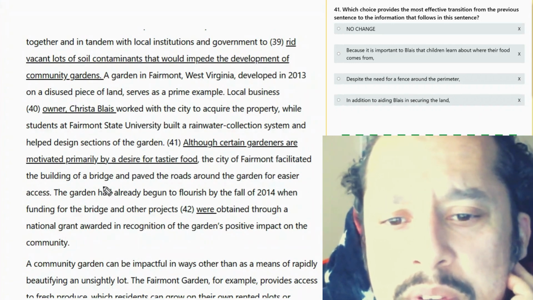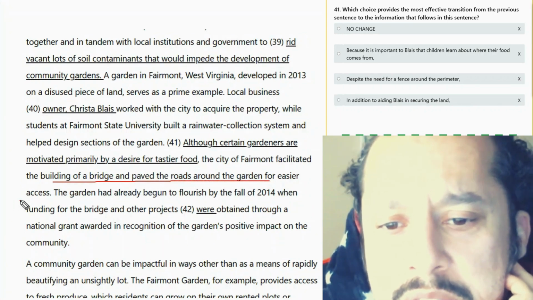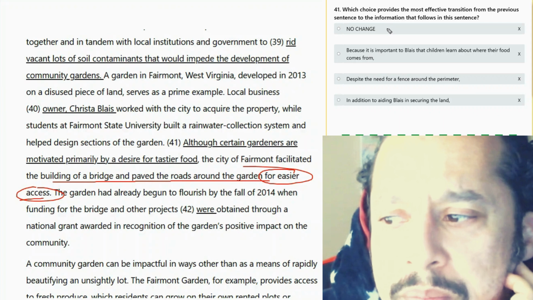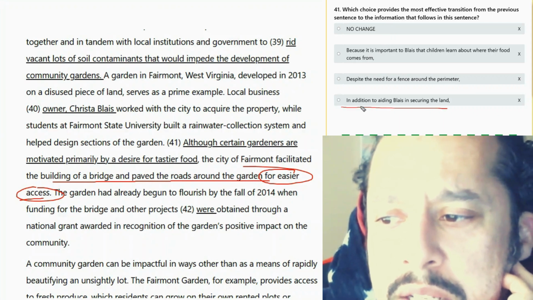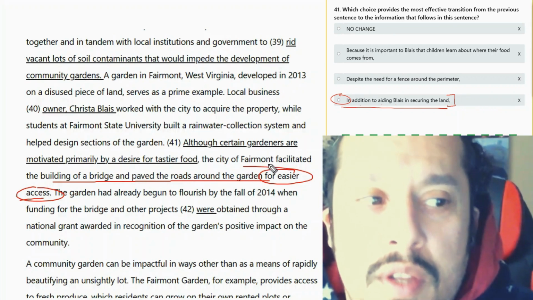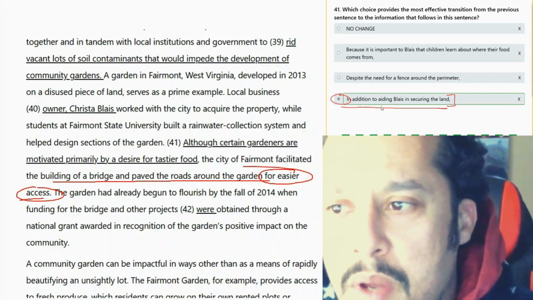The city of Fairmont facilitated the building of a bridge and paved the roads around the garden for easier access. So we're talking about easier access وزي الcity ساعدهم. Okay. So we'll go with answer D. In addition to aiding Blaze in securing land, so احنا بنقول برضو الcity ده عمل ايه ليهم. So they secured the land for them. برضو they built for them roads.